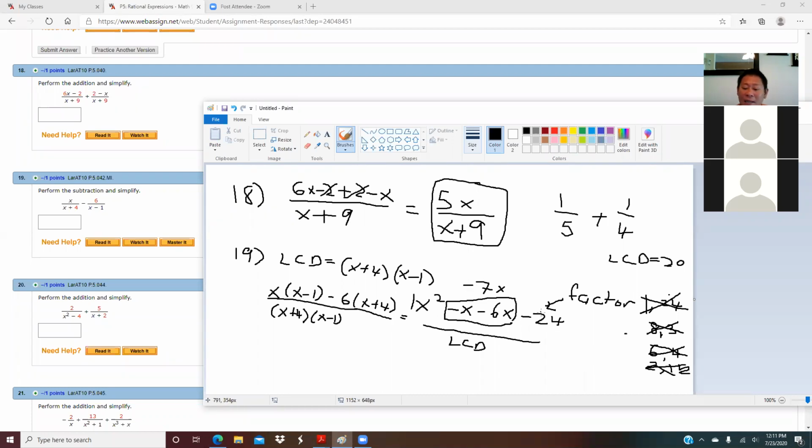So your answer in this case will be x squared minus 7x minus 24 all over x plus 4 and x minus 1. Your answer is really long because you cannot factor it. And again, if you cannot factor it, you cannot cancel anything. So this is how we do this kind of question.